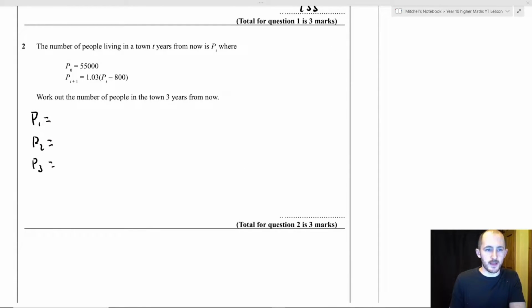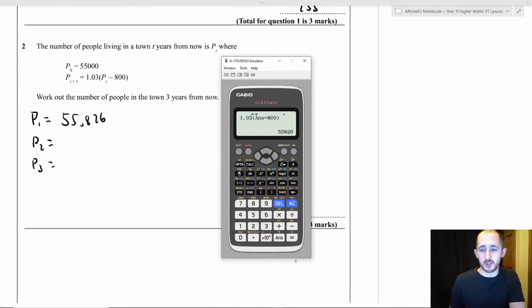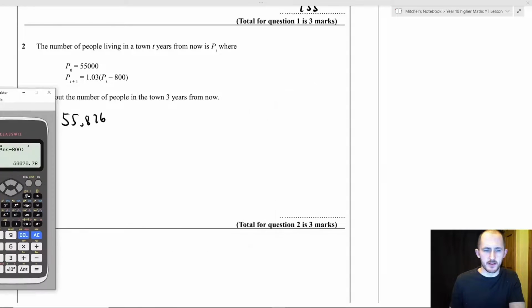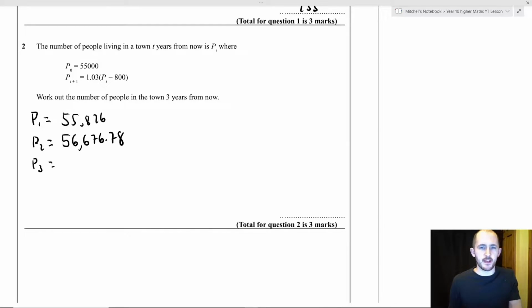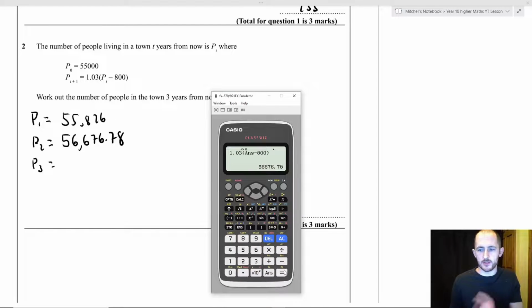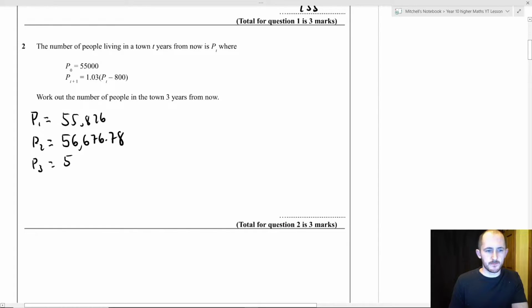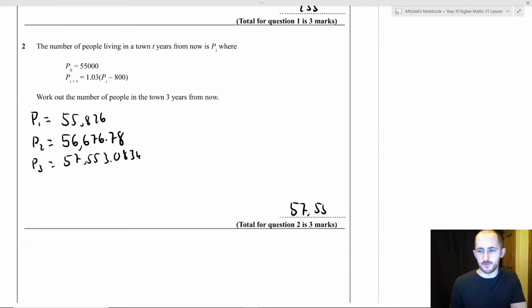And then all I need to do is write them down. And those are my method marks. Just in case something does go wrong, which it shouldn't, but you know, better be safe than sorry. And you don't need to round up until you get to your actual final answer, okay? So even though it doesn't make sense to have 0.78 of a person, we're going to round up just right at the end. And then 57553. So 3 years from now, you're going to have 57,553 people. Yep, fairly easy so far, I think.